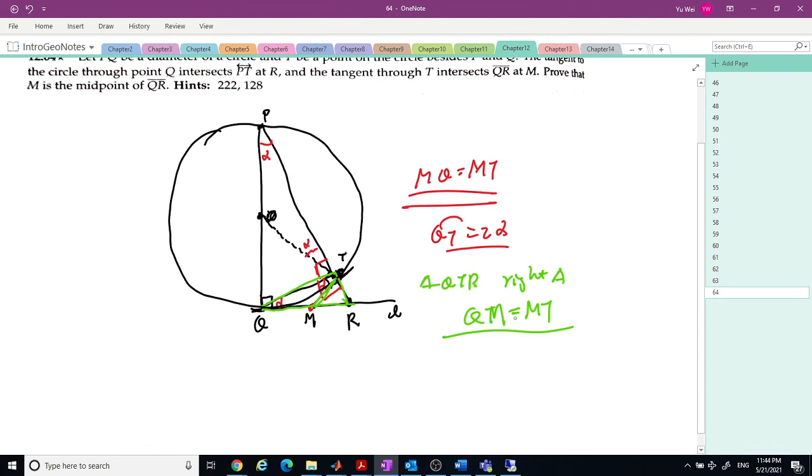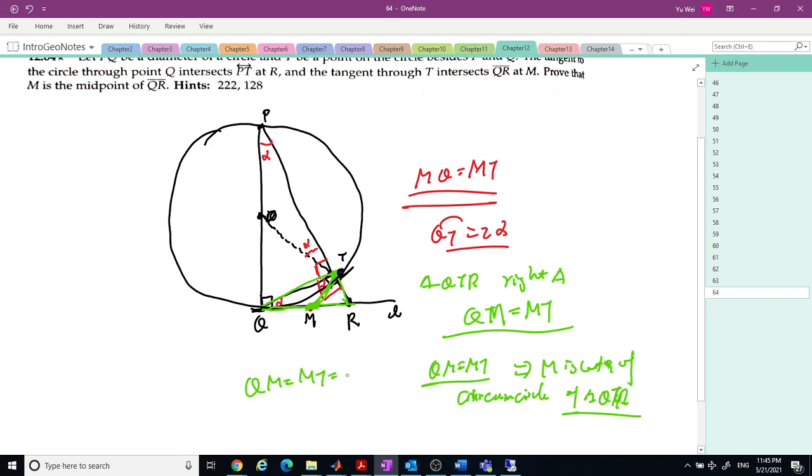Once we know QM equals MT, and since this is a right triangle, QM equals MT just means M is the center of the circumcircle of triangle QTR. That's why we have QM equals MT equals RM.